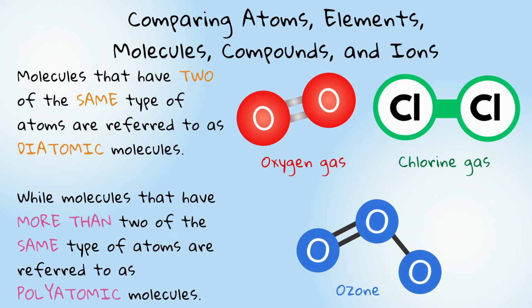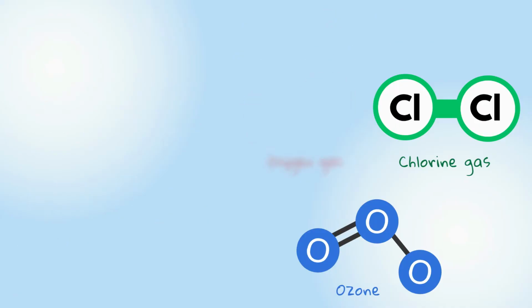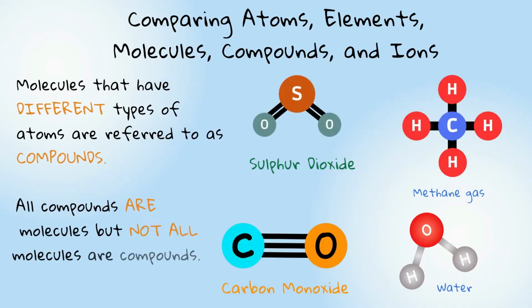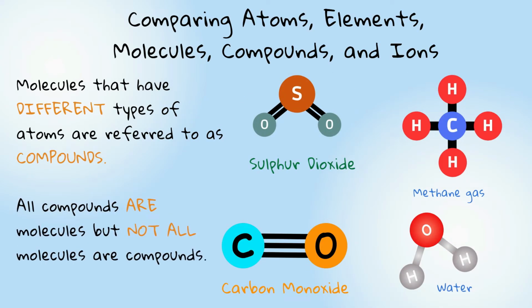Molecules that have two of the same type of atoms are referred to as diatomic, while molecules that have more than two of the same type of atoms are referred to as polyatomic molecules. Molecules that have different types of atoms are referred to as compounds. All compounds are molecules, but not all molecules are compounds.